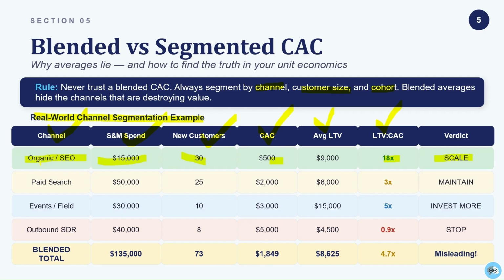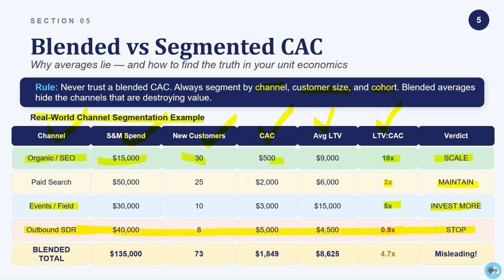Then we have paid search where we are getting 3x as our LTV to CAC, which means we should at least try to maintain it. Then we have event slash field where we are getting 5x, which means we can invest more to gain more value. Now, in case of outbound SDR, our LTV to CAC ratio is 0.9x, where we are not performing very good. So, the ideal recommendation here would be to stop this channel entirely.